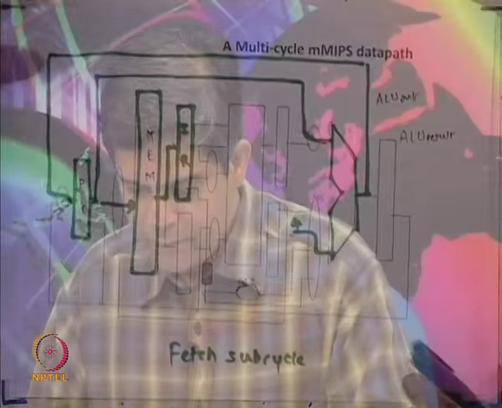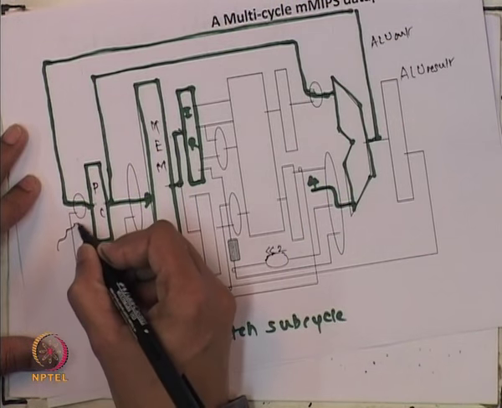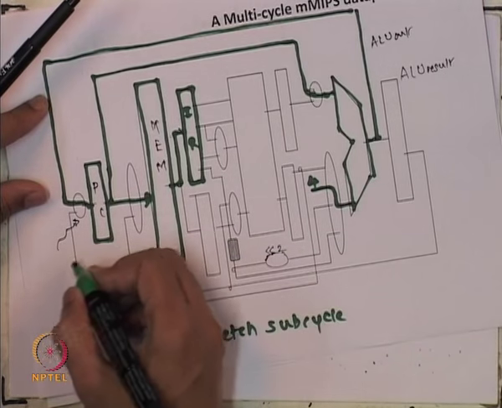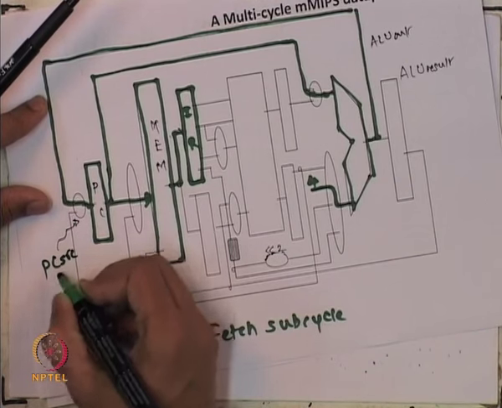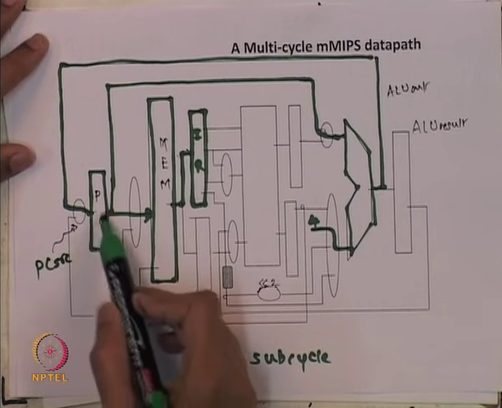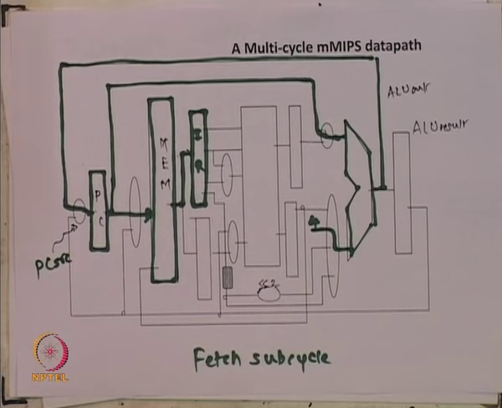So, now we will identify some of these multiplexers and give them some names so that we can refer to them a bit more conveniently. This multiplexer will be for the purpose of selecting the source to the program counter, PCSRC, that is the name I give it.